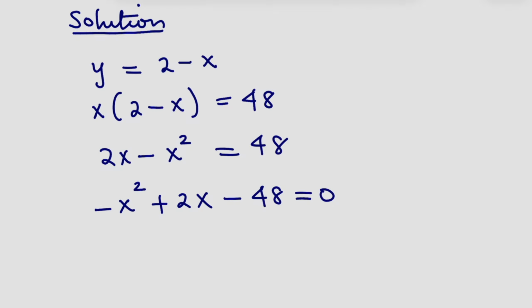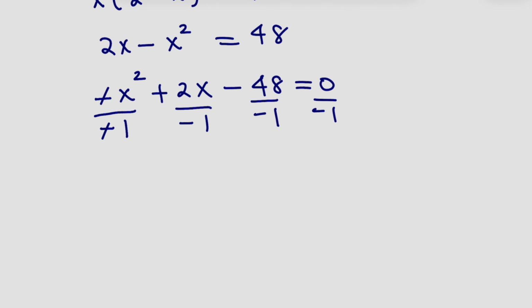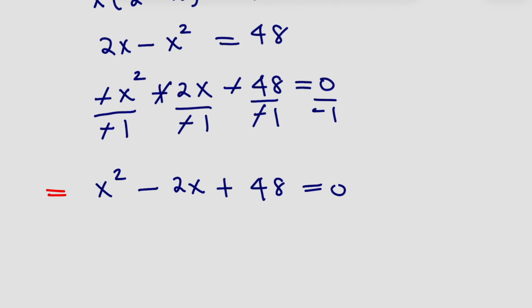Now, because the coefficient of x squared here is negative, I can divide through by negative 1, so that this becomes positive. I have x squared. Then this becomes negative, I have negative or minus 2x. Then minus here becomes positive, I have 48 is equal to 0. This gives us a quadratic equation.